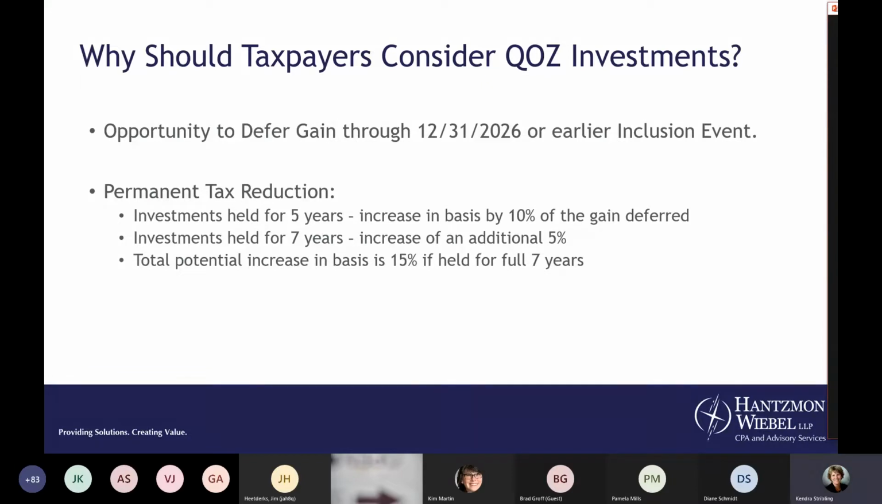Second, QOZ investments are eligible for permanent tax reduction. For investments held for 5 years, the basis in the investment is increased by an amount equal to 10% of the gain deferred. Investments held for 7 years will receive an additional 5% increase. So the total potential increase is 15% in basis if the QOF investment is held for the full 7 years before December 31st, 2026, when gain deferral is required to be recognized.